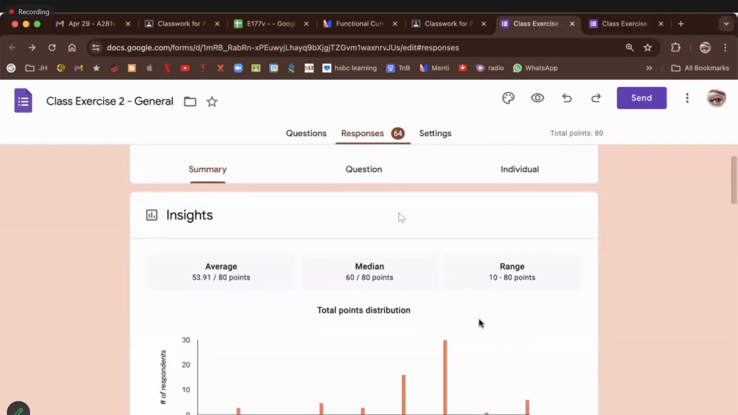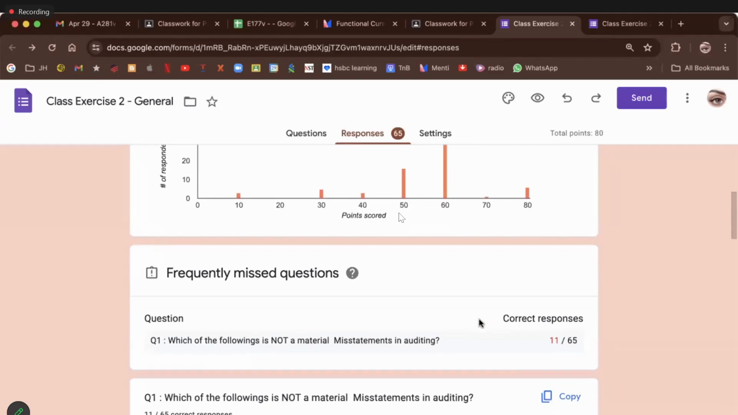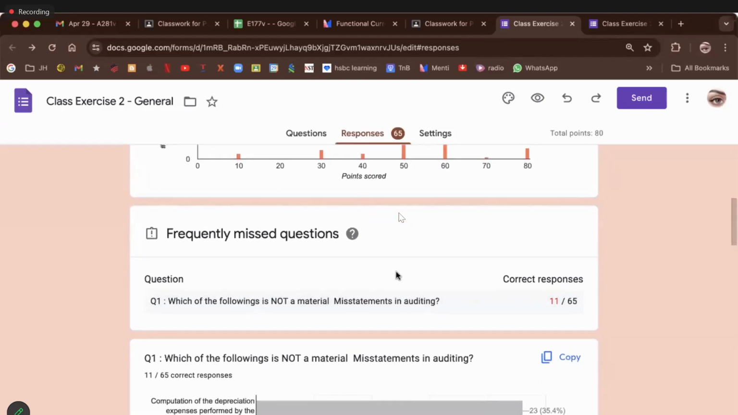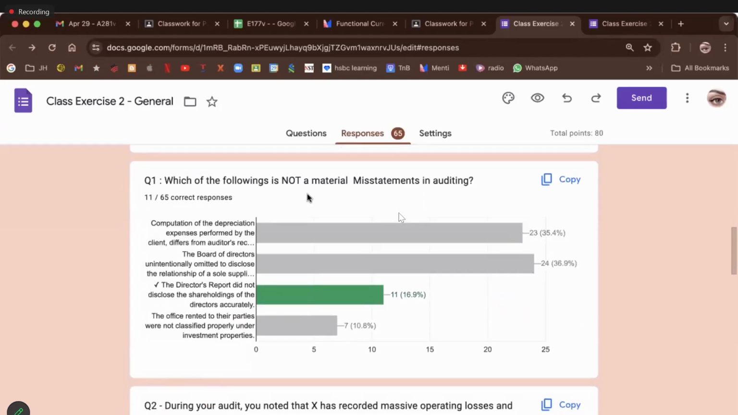On the overall, we fared at about 54%. Not too bad, I would say. We still have people responding. So let me just debrief, okay? Let me go through this. The question is, which of the following is not a material misstatement in auditing? Computation of depreciation expenses performed by the client differs from the auditor's computation. Yes, this is a kind of material misstatement.